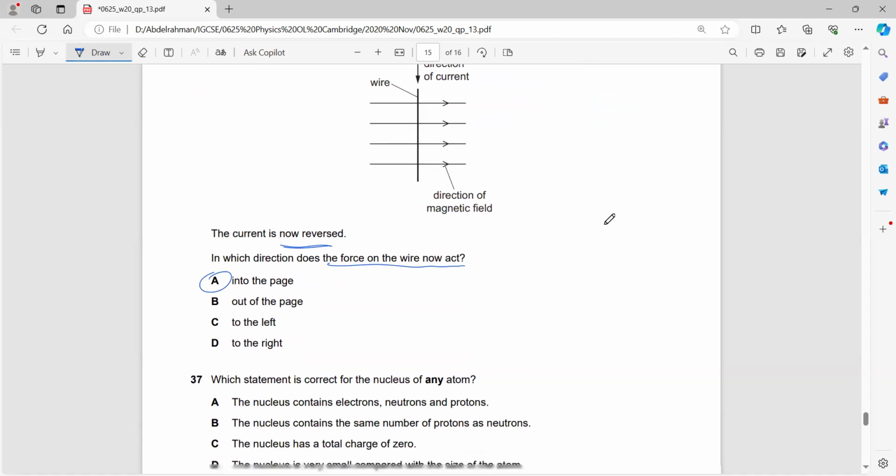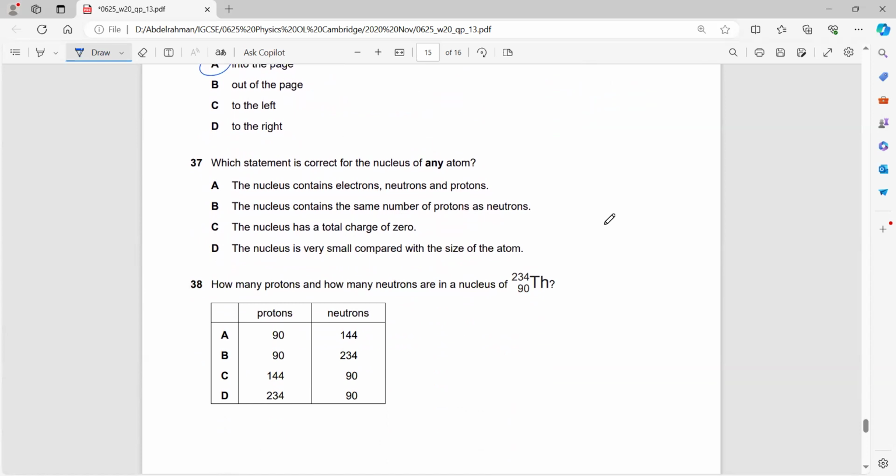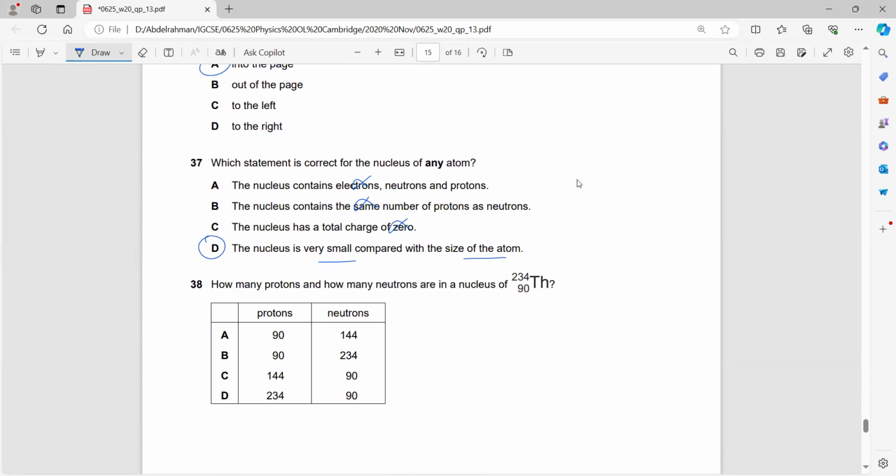Which statement is correct for the nucleus of any atom? The nucleus contains electrons? No. The nucleus contains the same number of...? No, it doesn't have to contain the same amount. The nucleus has a total charge of 0? No, it's positively charged. D is right. The nucleus is very small compared to the size of the atom. How many protons and how many neutrons? Number of protons, 90. The number of neutrons would be 144, because 234 minus 90 is 144.